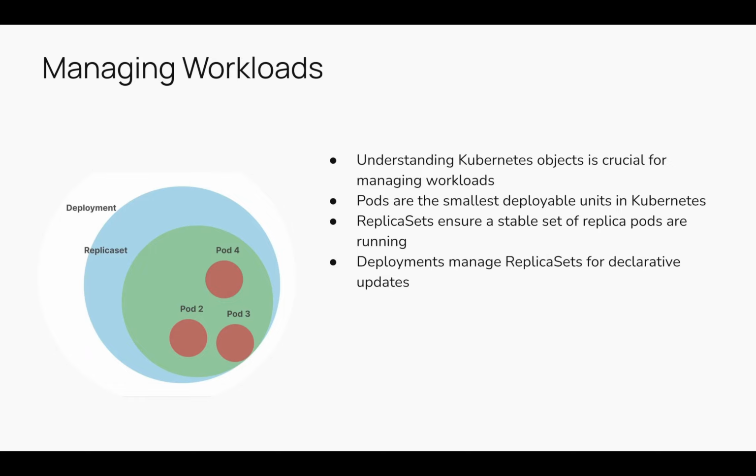While there are many types of workload for different use cases, like stateful sets for databases or jobs for batch processing, the foundation for most applications and the core focus of Kubernetes rests on three key resources: the pod, replica set, and the deployment. Let's start with the most fundamental unit of all, the pod.